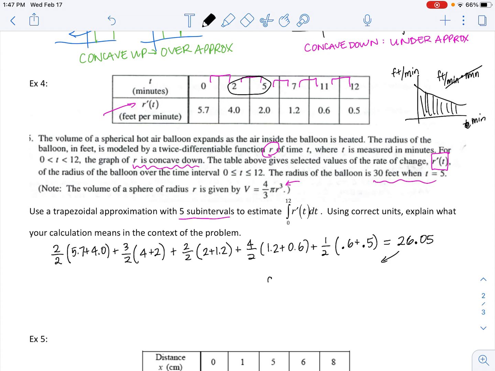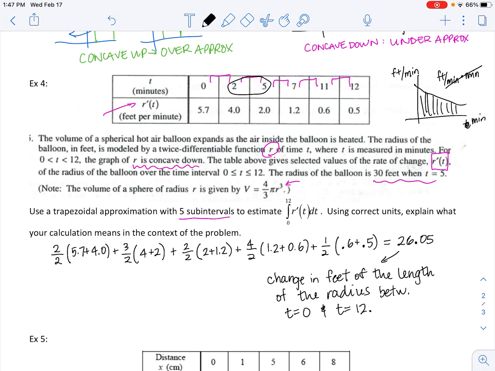So this is the change in feet of the length of the radius between, we have to mention time, t equals 0 and t equals 12.